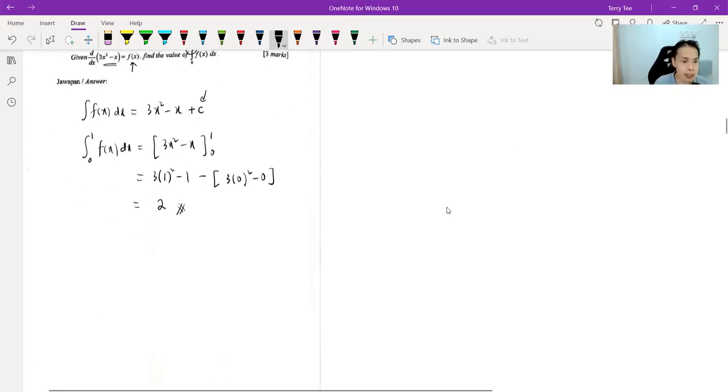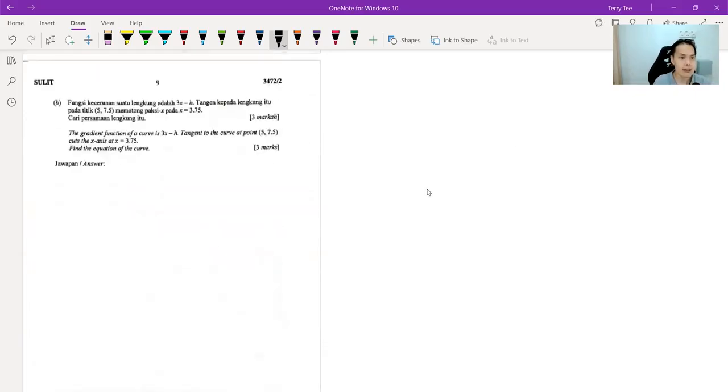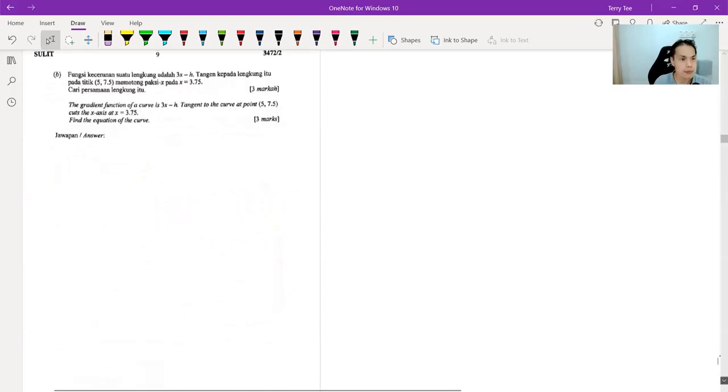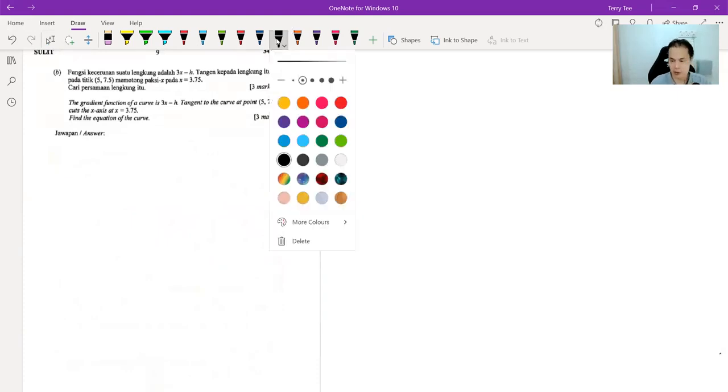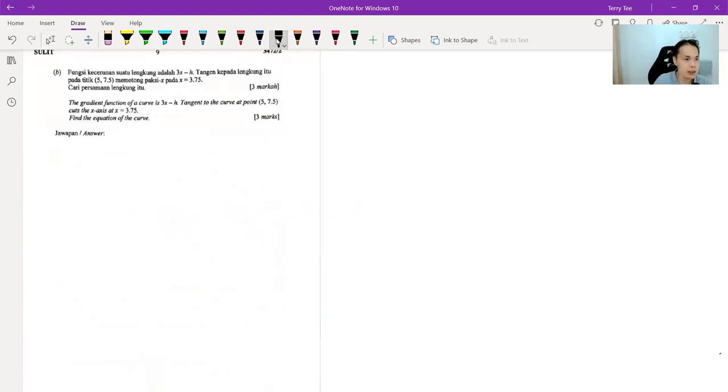But it's just the first part. The second part of it is this. The gradient function of the curve. Okay, let me move this down a little bit. It's a bit too high. The gradient function of this curve is 3x minus h. Gradient function is actually my dy/dx. So we know your dy/dx is 3x minus h. Let me just adjust it once again. dy/dx is 3x minus h.